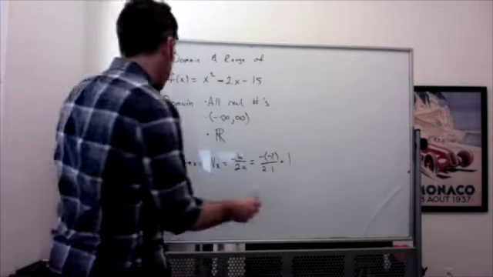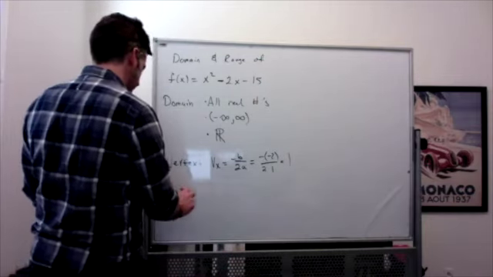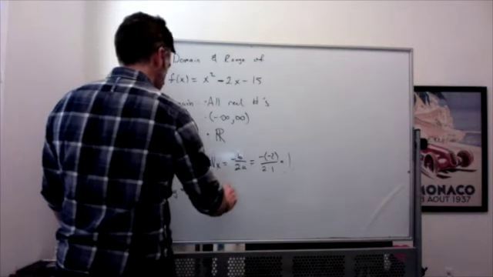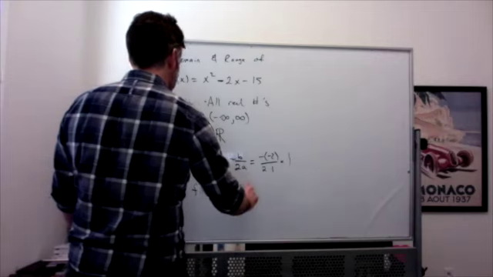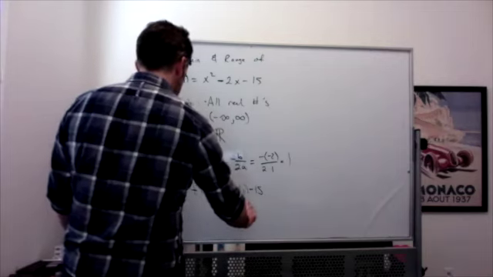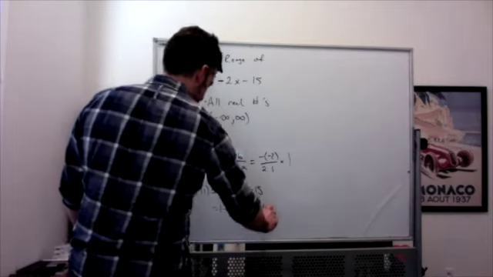And then the y coordinate of the vertex, we would plug the 1 into the function. It's going to be f of 1, which is 1 squared minus 2 times 1 minus 15. 1 minus 2 minus 15 is negative 1 minus 15, which is negative 16.